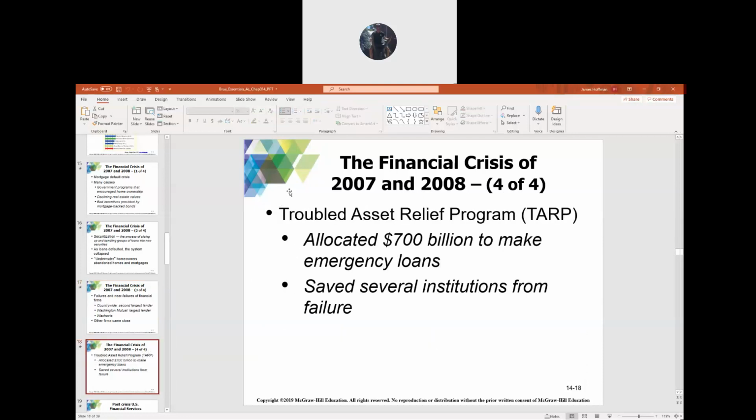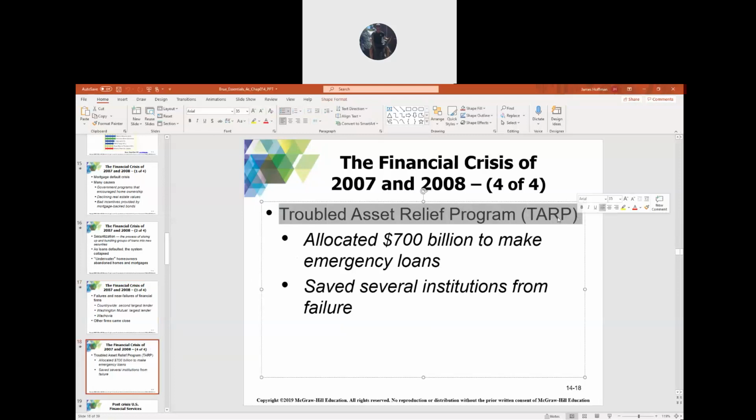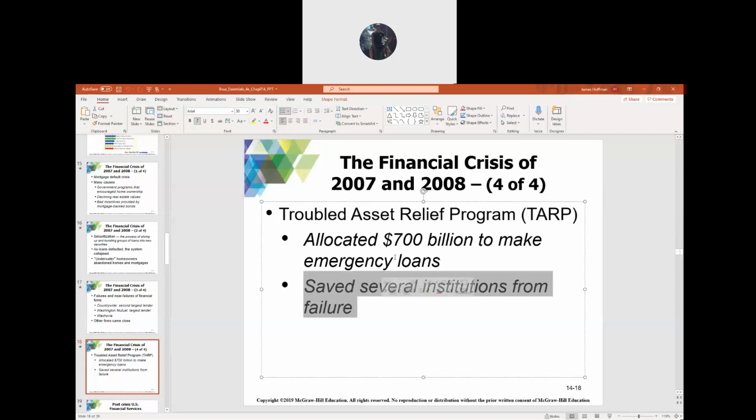And there was a big government response called the Troubled Asset Relief Program, or the acronym TARP, which essentially allocated 700 billion to make emergency loans to some of those banks that were going to fail. The idea was that if those banks do fail, the whole financial system and everyone that has money or assets with them is also going to be worse off. So that was why they saved the ones they could.